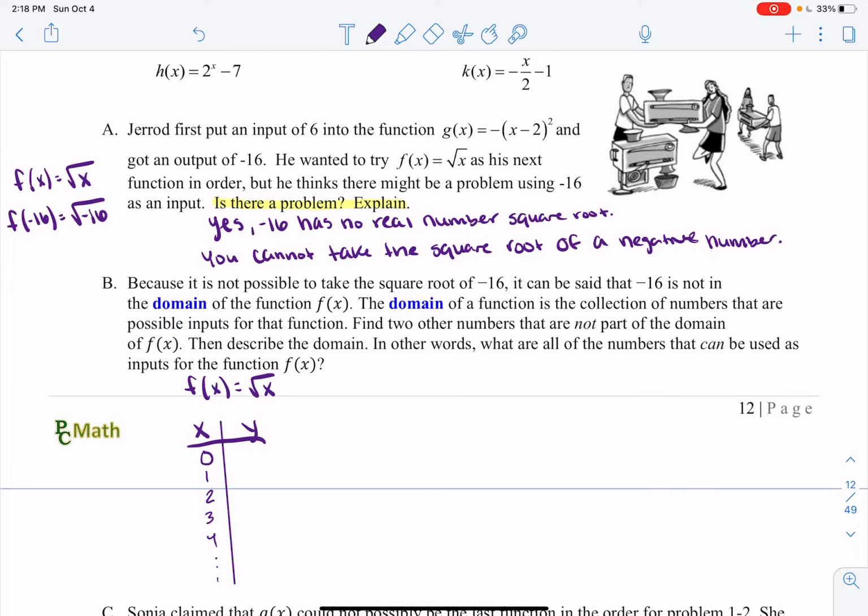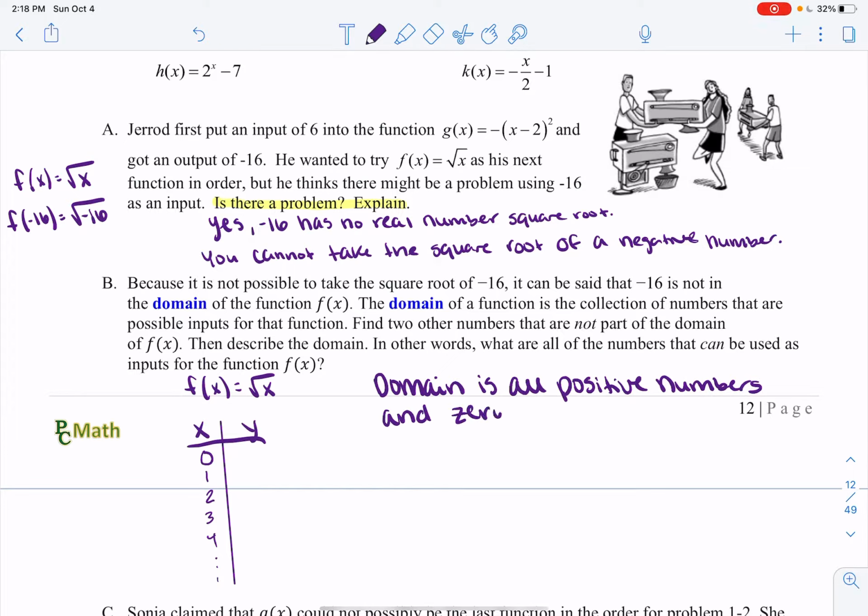So the way we're going to write that is we're going to say for the domain, the domain, so let's describe it, is all positive numbers and 0. And there is a little bit of a fancier way to write this. So I'm going to write it as an inequality by saying x is greater than or equal to 0.